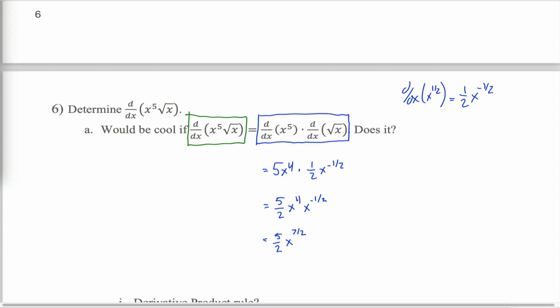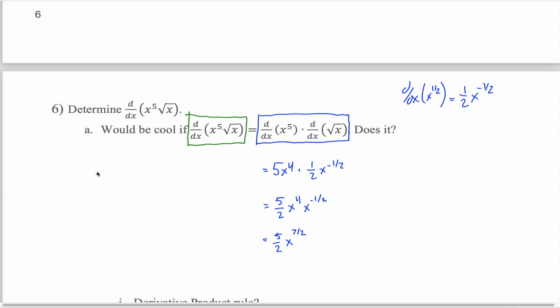Compare that with the stuff in green. And you're like, how do I compare that with the stuff in green? I don't know how to take the derivative of a product. You just told me it wasn't the product of the derivatives. So if it's not the product of the derivatives, what the heck is it? Well, we don't know what it is, but fortunately we can rewrite this so that it's not a product.